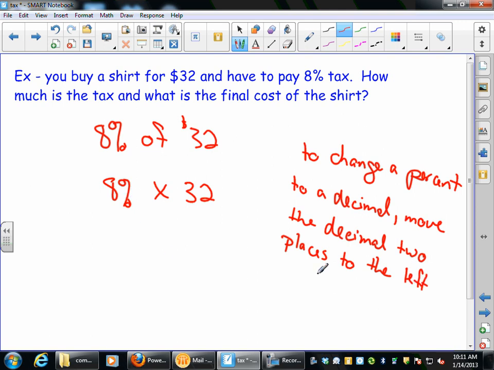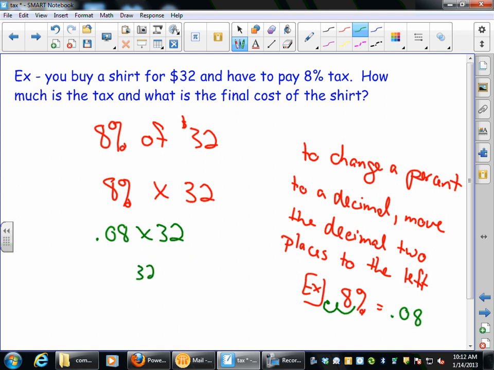So when I have 8%, the decimal is after the 8. Anytime I have a whole number, the decimal's at the end. So then I would move that decimal two places to the left. It'd go around the 8, and it'd go another place. And since there's nothing there, I'm going to have to put a 0 there. So 8% is 0.08. And that's it. So I'm going to change that first to 0.08, and then I'll multiply that by 32.